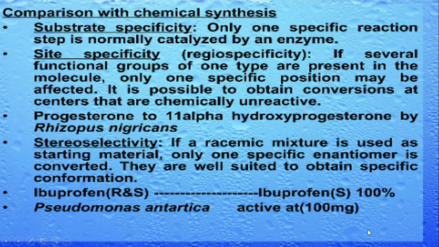Then the enzymes also show stereoselectivity. If you have a racemic mixture, the enzyme will act on a specific enantiomer and convert it.